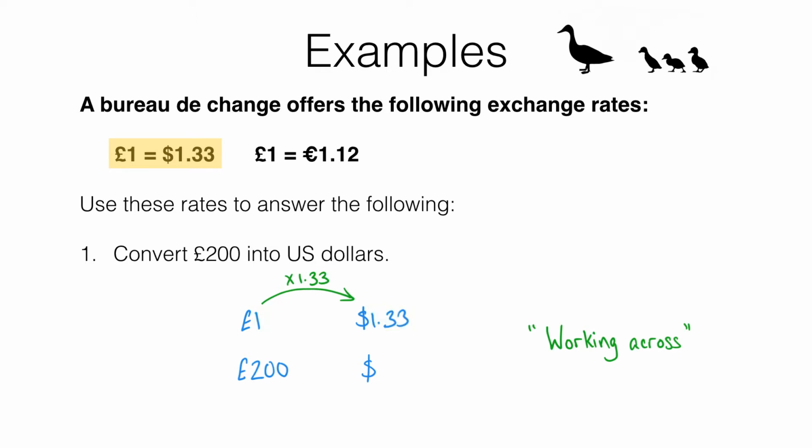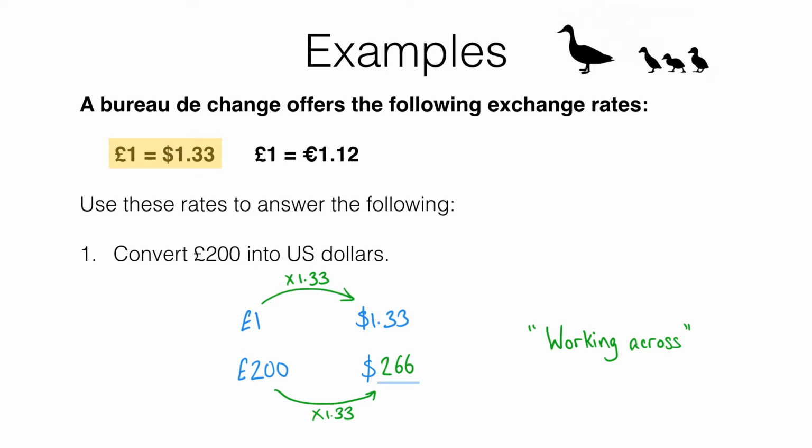Now, what this is saying is each pound is worth 1.33 times as many dollars. So if we've got £200, it's going to be worth 1.33 times 200, or 200 times 1.33. If we work that out, we get 266. So that's our answer.